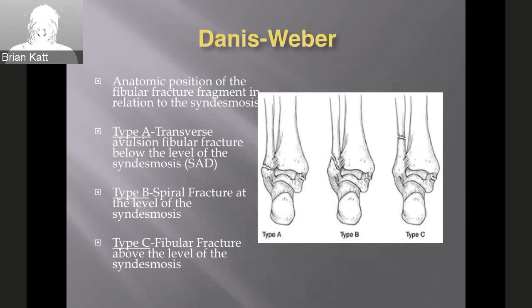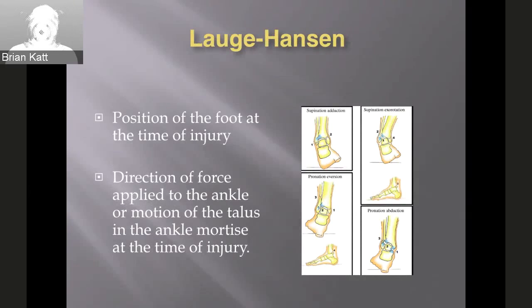There's different classification systems for ankle fractures. We have our Danis-Weber classification. It looks at the relationship of the fibula to the syndesmosis. We have our type A below the syndesmosis, type B at the syndesmosis, type C above the syndesmosis. And then we have our Lauge-Hansen, which looks at the position of the foot at time of injury, and also the direction of force or motion through the talus in the ankle mortise at the time of injury.